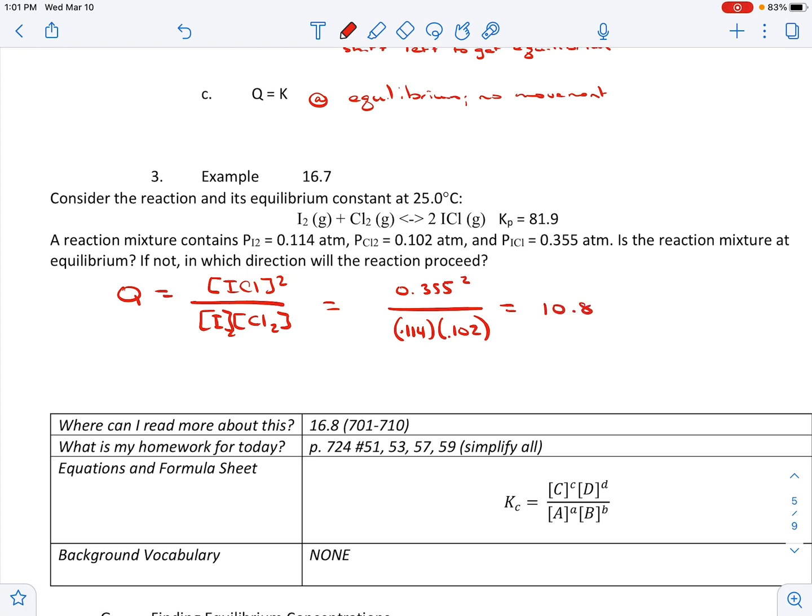All right, so we've got 10.8. That's where we're at. Q is 10.8. K is 81.9. So what do we see? Q is less than K, right?